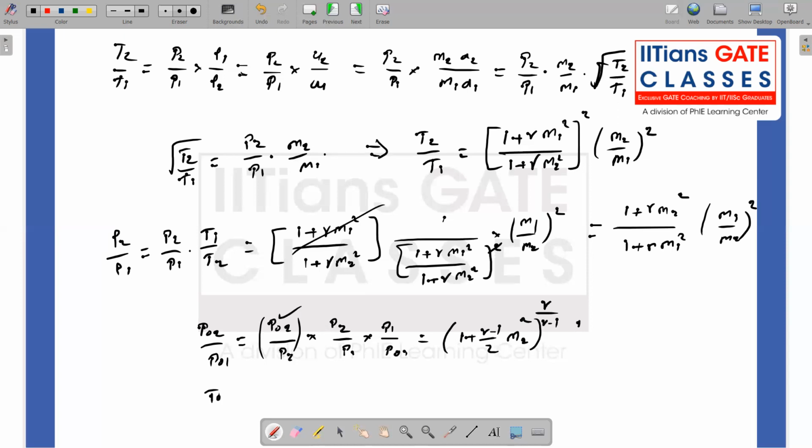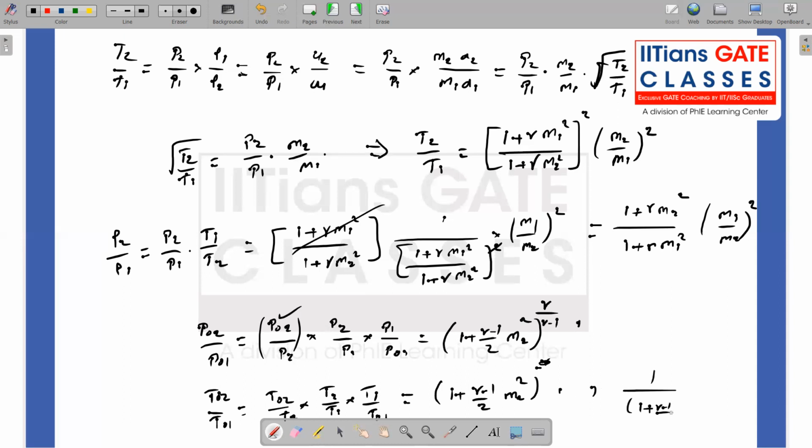Similarly for T0 2 by T0 1, the same process. What you can do is write T0 2 by T2 multiplied with T2 by T1 multiplied with T1 by T0 1. So again use T0 2 by T2 as the isentropic relation, 1 plus gamma minus 1 by 2 times M2 square, because T0 by T2 is this one. T2 by T1, use this definition, times again 1 divided by 1 plus gamma minus 1 by 2 times M1 square. So in this way you can write the T0 2 by T0 1 relation.